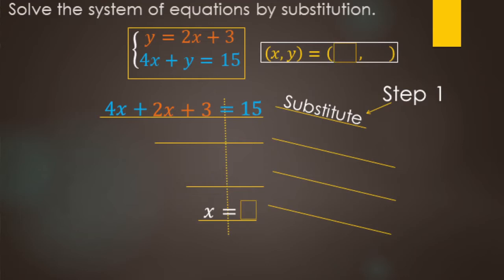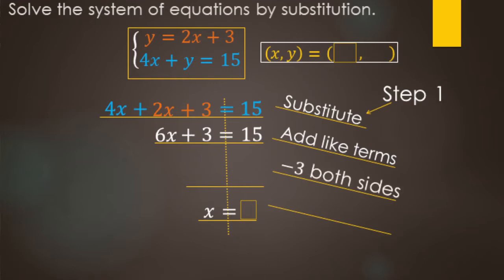So with this one, we do want to start by adding like terms. So we have the 4x's plus the 2x's makes 6x's. We still have the plus 3, the equals, and the 15. Now it's just a two-step equation. We want to undo the plus 3 with a minus 3 to both sides. So 6x plus 3 minus 3 just makes 6x. Equals 15 minus 3 is going to be a 12.